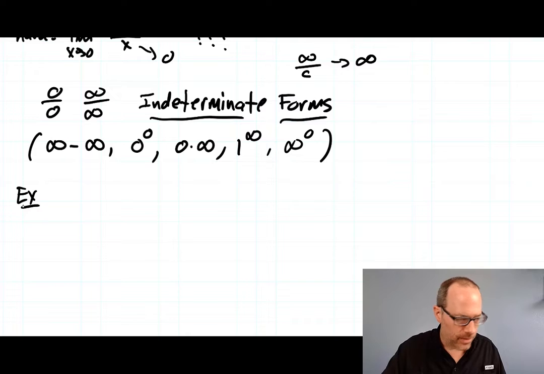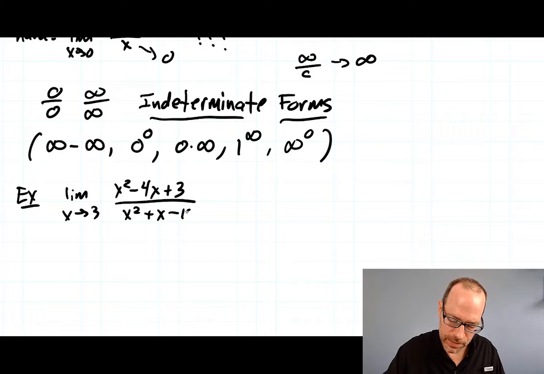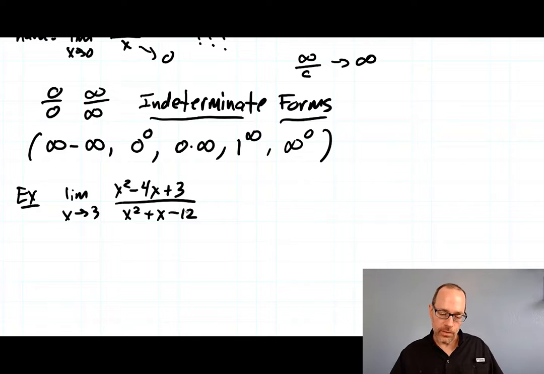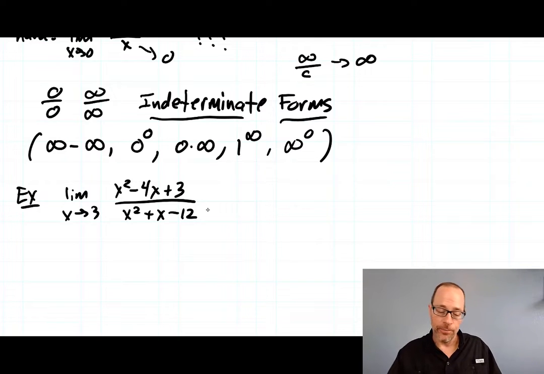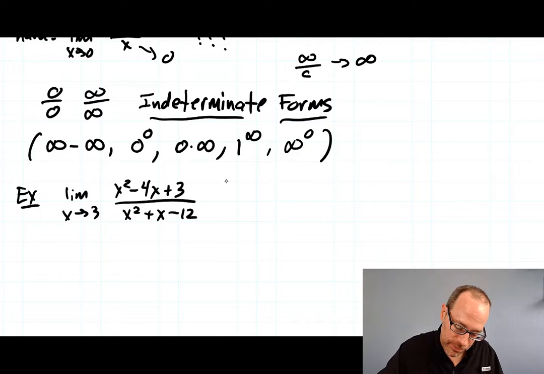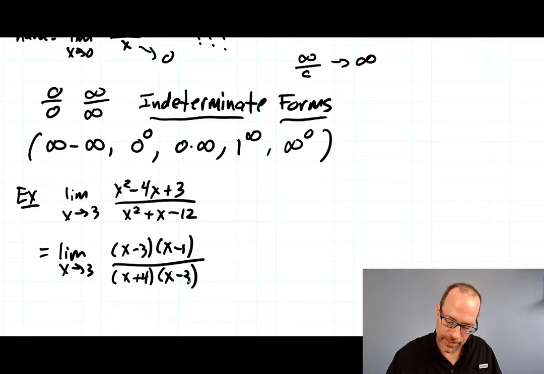So here we go. Let's do the limit as x goes to 3 of x squared minus 4x plus 3 all over x squared plus x minus 12. Now if you plug in, you'll see both of them are converging to 0, which is why I can't use the ideas from before just to plug in and get the answer. So the trick in this case is to simplify, because there's some factoring going on. The first one factors as x minus 3 times x minus 1, and the bottom is x plus 4 times x minus 3, which is awesome.